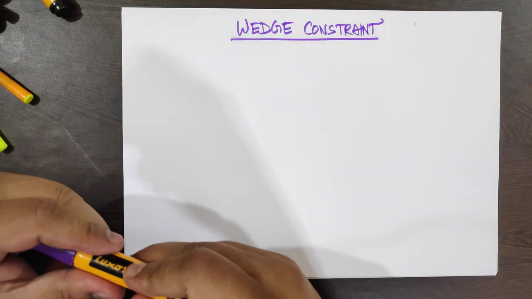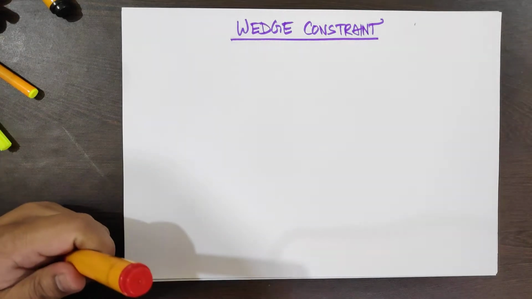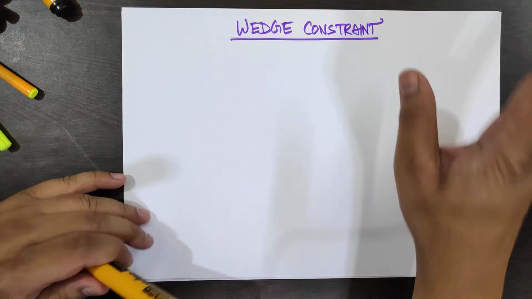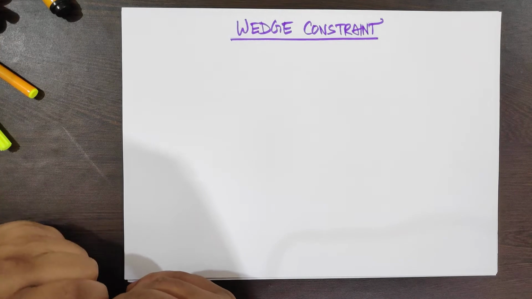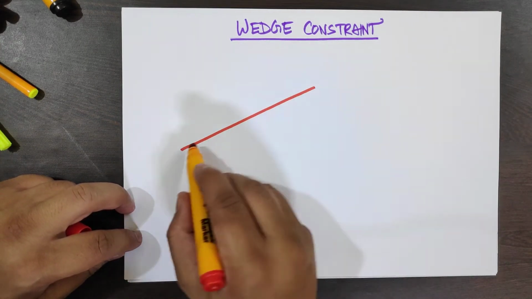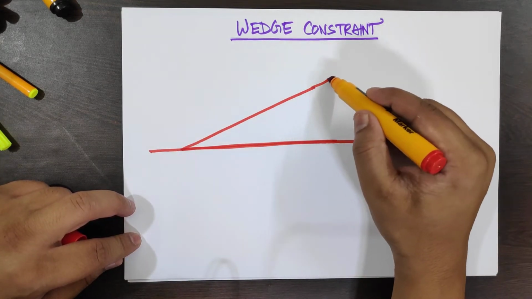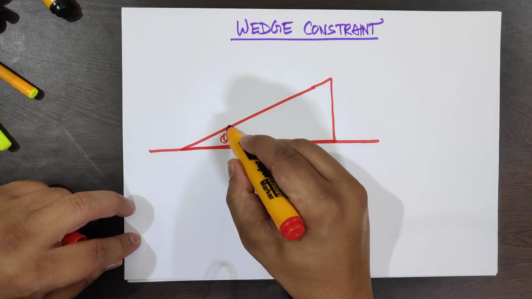Today we shall discuss mainly about wedge constraint. That means the application of constraint motion where there will be wedges. Wedge means the inclined plane, like this. Okay, let's start with the very simple problem.